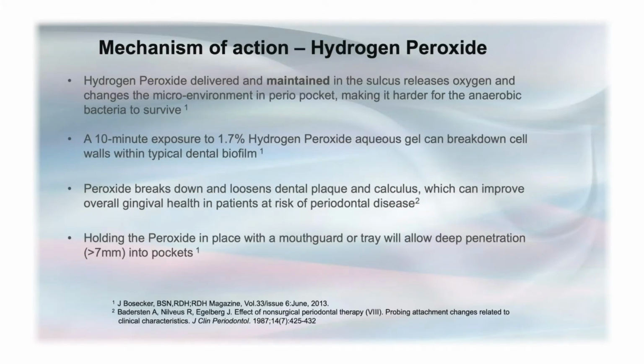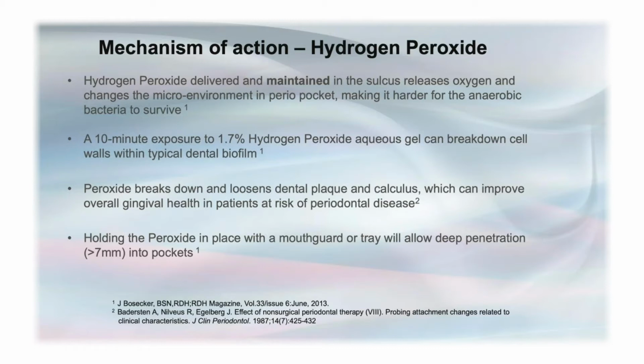And so you've got to look at the mechanism of action. What it does is it's delivered, and in the sulcus, it releases oxygen, so it changes the environment in the pocket. So it makes it harder for the anaerobic bacteria to survive. Because other than that, it just grows in there and just grows, and that's where your pockets get deeper and deeper. And if you remember that laminated slide I had in one of the slides, I showed that to the patient and talked to them about exposing your pockets to hydrogen peroxide.